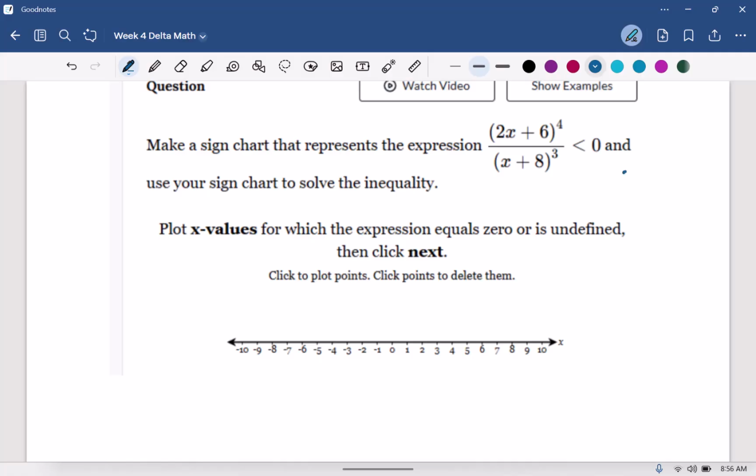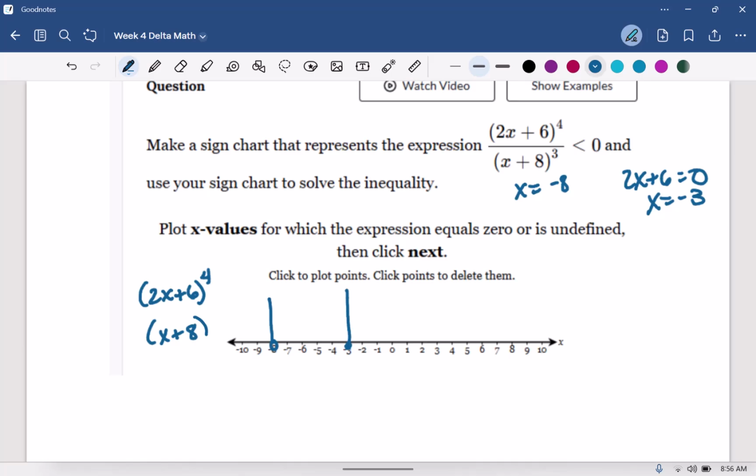So I have 2x plus 6 equals 0. So x is negative 3, and then x is negative 8. So negative 8 and negative 3. I'm going to put my factors down the side. So 2x plus 6 to the 4th and x plus 8 to the 3rd. If you want to make a note, odd exponents are negative till they get there, then they change to positive. Even exponents are always positive. Okay, and you can always test a number if you're not sure.